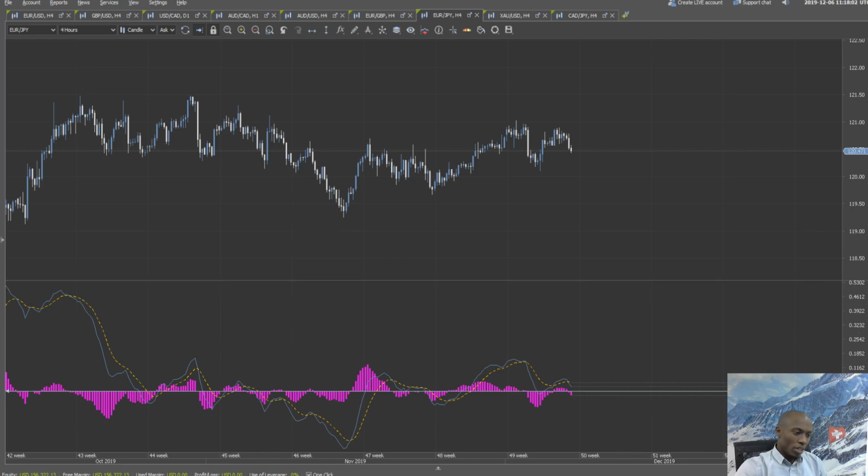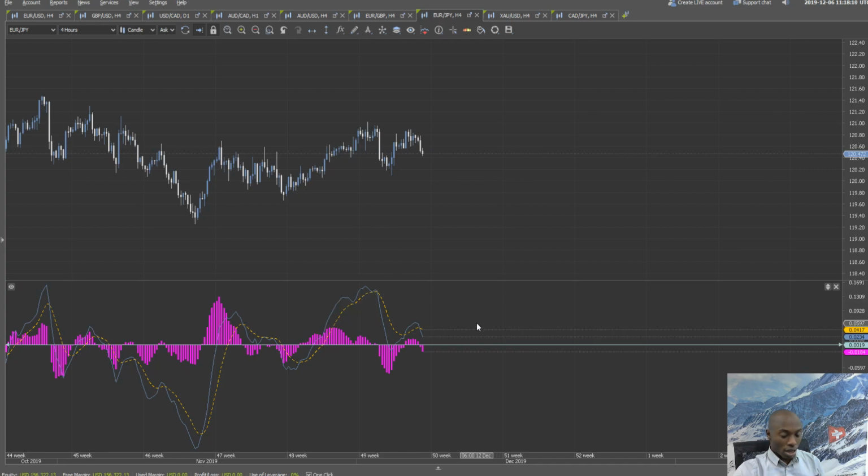So guys, this is the basic for the MACD indicator. I will be doing the RSI, the Relative Strength Index, next week. And if you have any question, feel free to ask.